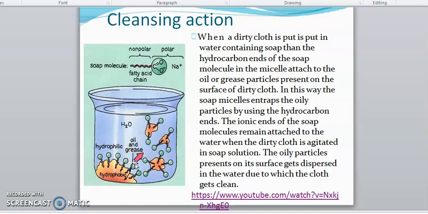And when a certain concentration is exceeded, the water will pull this hydrophilic part, and as a result the micelle will break up, and the oil and grease will detach from the surface of the cloth, and thereby the cloth gets cleaned. So this is the cleansing action of soap as well as the detergent. A YouTube link is attached here. You may go through this video to get a better idea.